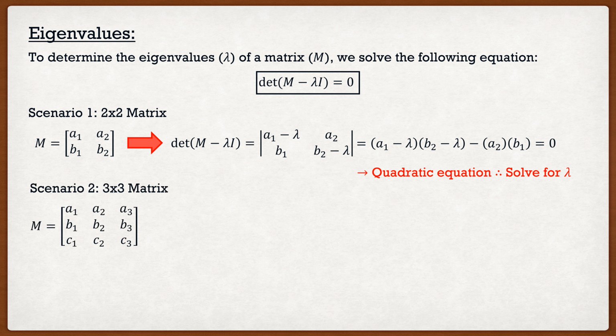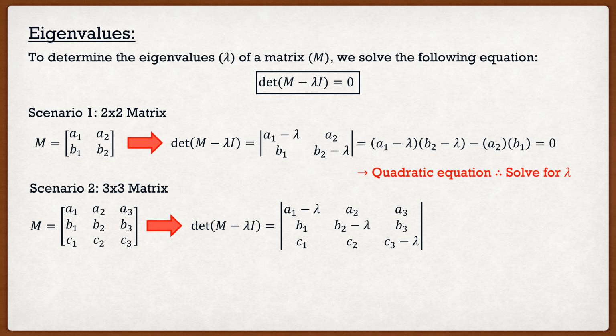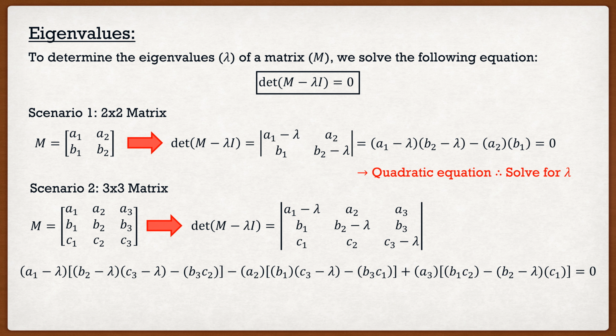Now if we look at scenario number 2, which is a 3 by 3 matrix, so we have A1, A2, A3, B1, B2, B3, and then C1, C2, C3, we can just apply the same methodology. I go with the determinant of M minus lambda I, so all of those diagonal components of our matrix have that minus lambda tacked in, and therefore we can create an equation which we know is equal to 0. From here we have a cubic equation, therefore we can solve for the values of lambda.